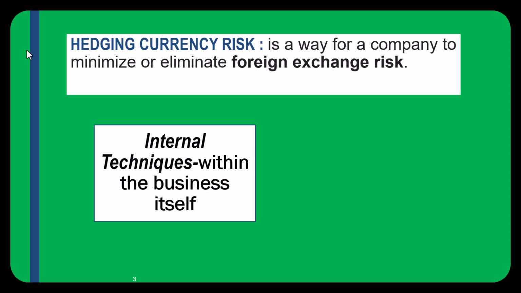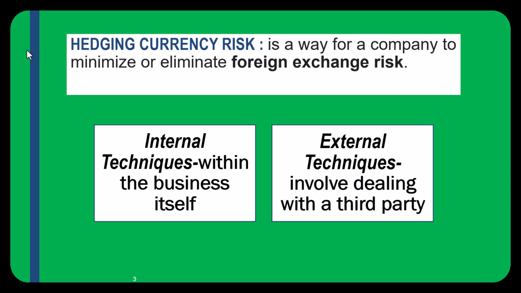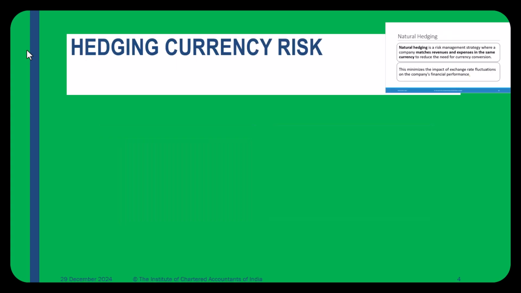So internal techniques, though, there are ways in which we can manage our currency risk. One is internal techniques within the business itself, and today for most of the lecture, half of the lecture, we are going to focus on the internal techniques, which are without going to any third party, taking a forward contract or going to options or futures and options market. We can even do it ourselves also. So external techniques involve a third party. That means you go to a bank or you go to a stock exchange or a financial institution and take cover, okay.